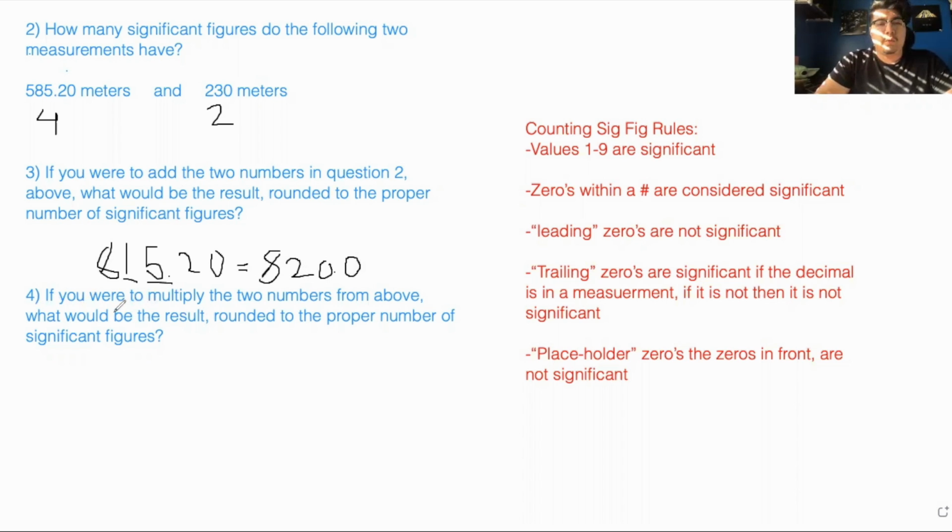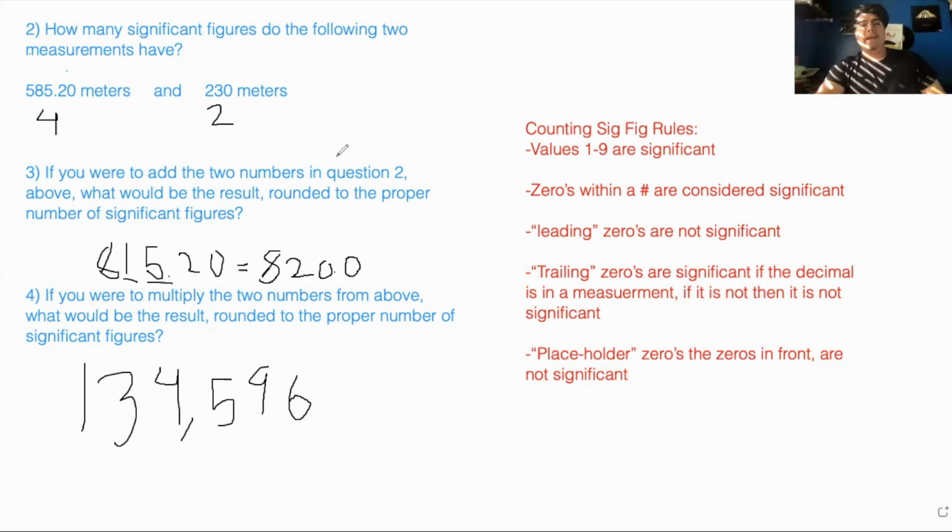Now, we're going on to number 4. If we were to multiply the 2 numbers from above, what would the result be? And then we round them to significant figures. After multiplying those, we get 134,596. So the same rules apply. We have the least number of significant figures being 2.